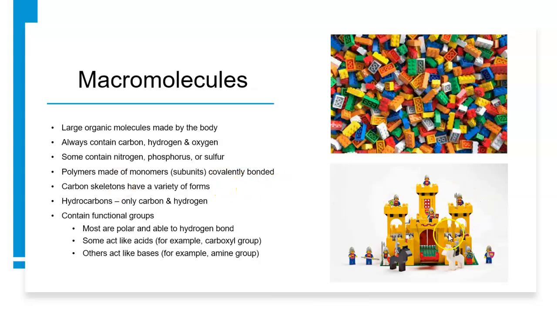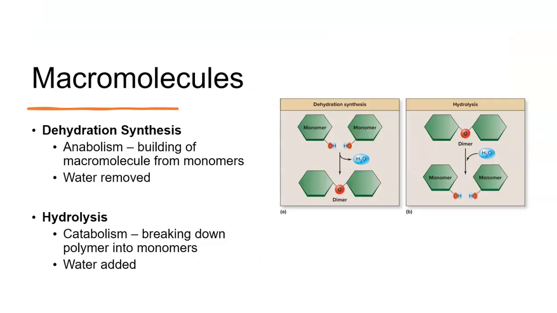So down here we've got a Lego castle with Lego people and Lego horses. Those are polymers. Up here, each individual Lego is a monomer. So as we start learning the macromolecules, that's something to keep in mind. What is the polymer, and what are the monomers that make it up?